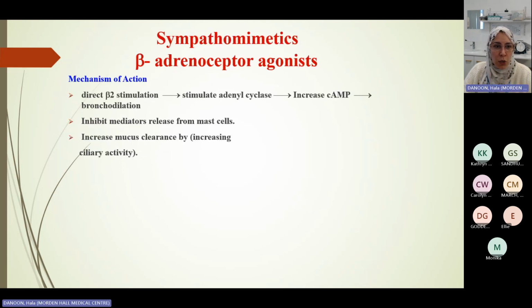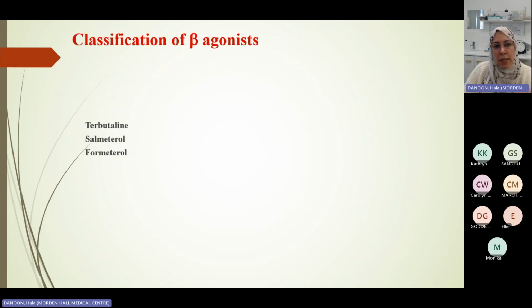Now, how do they work? They work by a direct beta stimulation, which will stimulate the adenyl cyclase, which increases the cyclic AMP, causing bronchodilation. This will inhibit mediator release from mast cells and increase mucus clearance by increasing ciliary activity. As you can see, the main beta agonists are terbutaline, salmeterol and formoterol. There are other long-acting beta agonists, but they are not mentioned here.